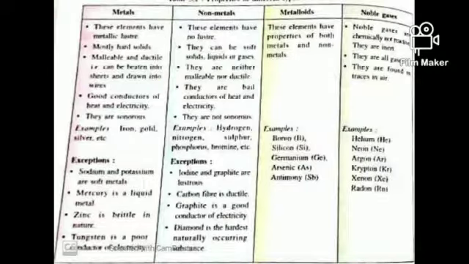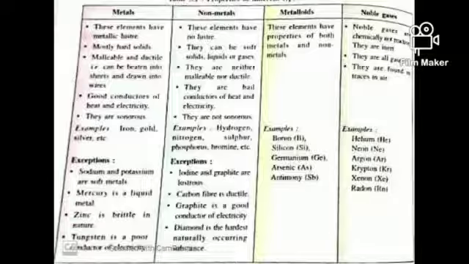Now let us compare between the metals, nonmetals, metalloids and noble gases. Metals, these elements, they have metallic luster. Nonmetals, they don't have any luster. Metalloids, these elements have properties of both metals and nonmetals, that is in between. Noble gases are chemically not reactive, they are inert.